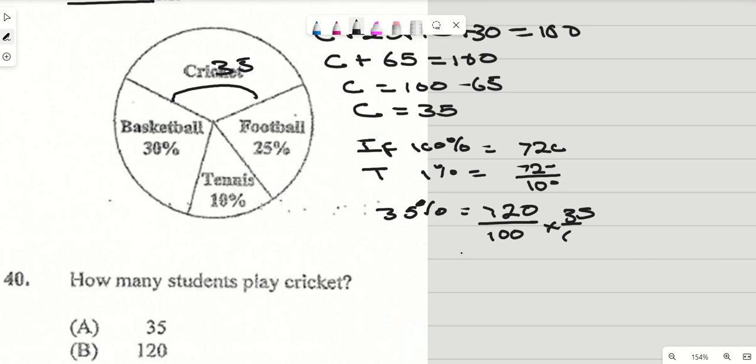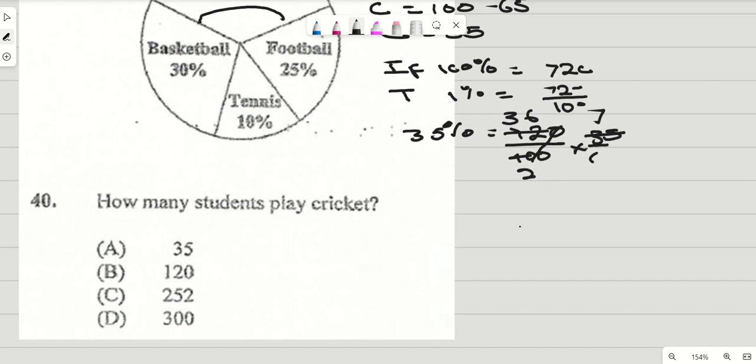All right, we cross out. Let's cross out these two zeros. We say that 5 into 35 is 7, 5 into 10 is 2, 2 into 72 is 36, 36 by 7, 7 6s are 42. Just look for one that has the 2 at the end, it would be C.